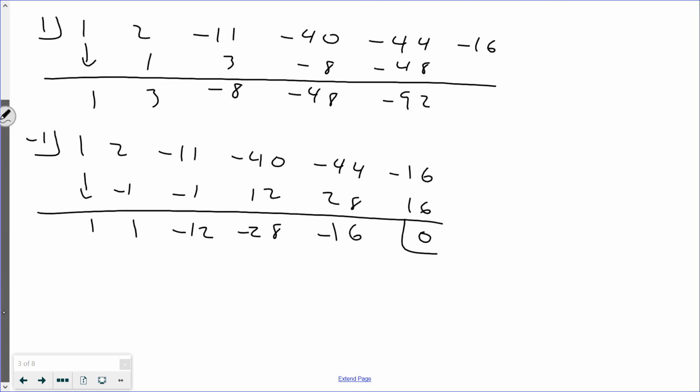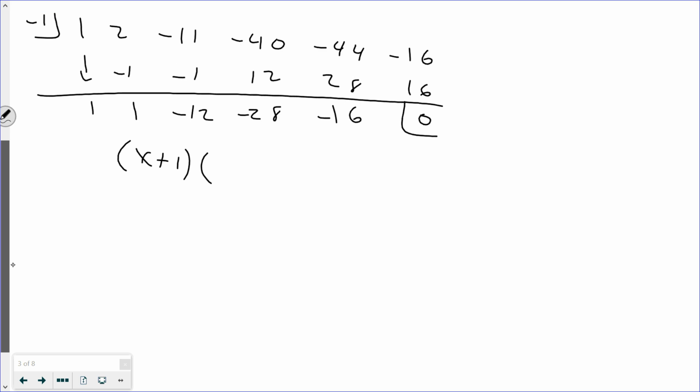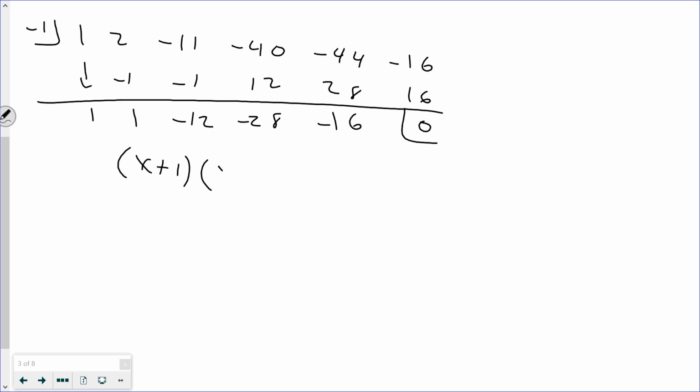From there, what that tells me is that when I multiply the factor of x minus -1, or x plus 1, with the quotient that we got from the synthetic division, x to the 4th plus x cubed minus 12x squared, sorry, minus 28x minus 16, when you multiply these together, you get your original p of x.